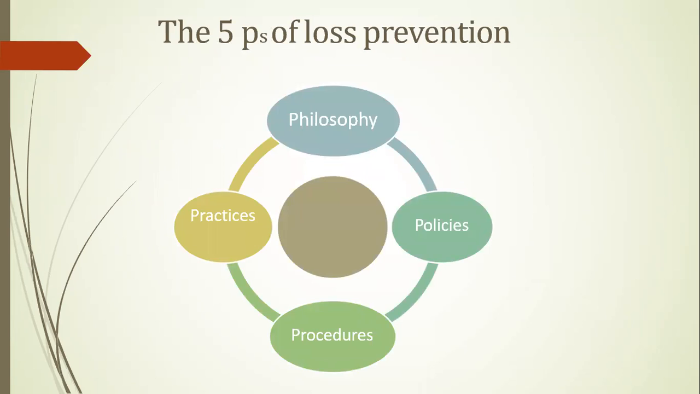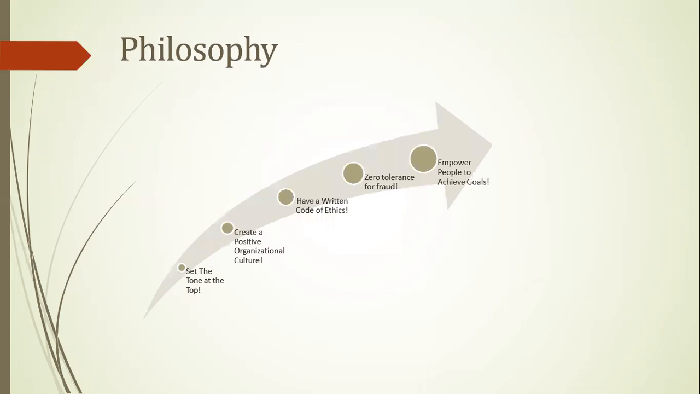Now, how to prevent this? There are 5 P's, they say: philosophy, policies, procedure, and practice. Philosophy is all about the top-level work. Set the tone at the top, the standard, at the directors' and executives' levels. Create a positive organizational culture. That matters a lot, because, believe me, a system will succeed only when there is a positive culture, or else the system will not survive, whatever you give.